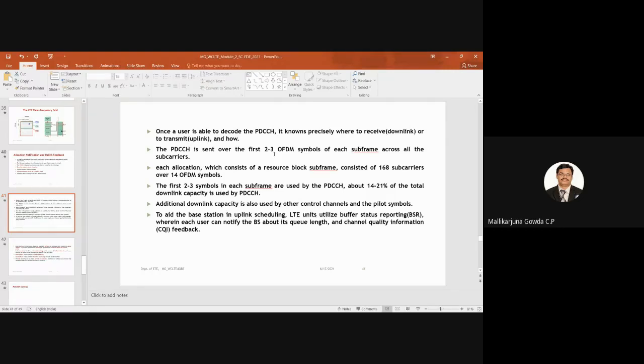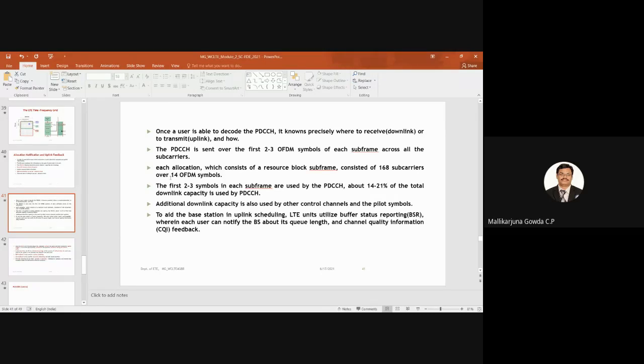Yes, hope that point is clear. Each allocation consists of what: resource block, subframe. As I already said, one physical resource block, that is PRB, will be equal to 168 resource elements, that is 12 into 14 waveform symbols.